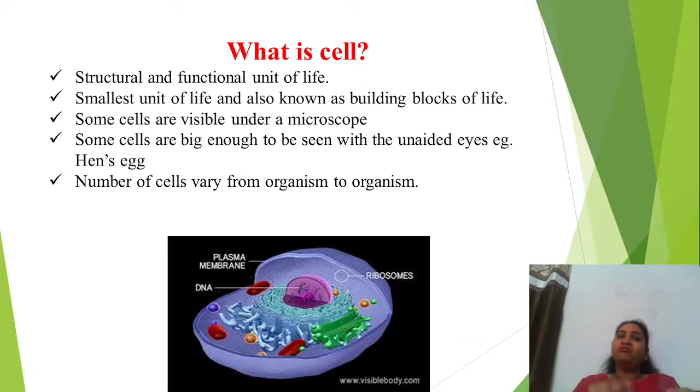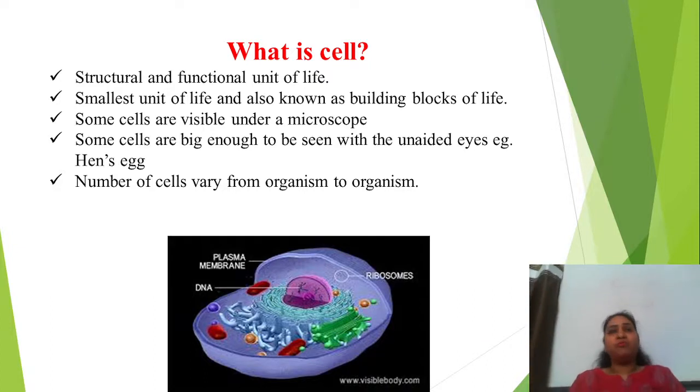So what are these cells? For example, hen's egg. Hen's egg is a single cell which we can see with our unaided eyes. And the number of cells varies from one organism to another organism. In this diagram, we can see the basic structure of a cell. So, the cell is the most important part of an organism.